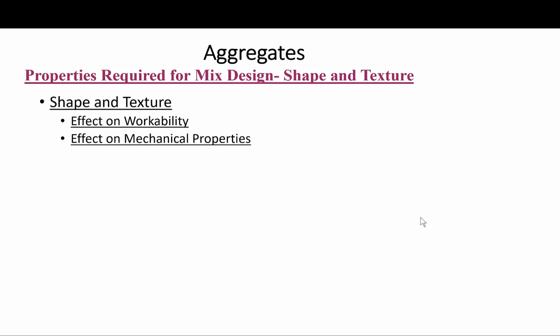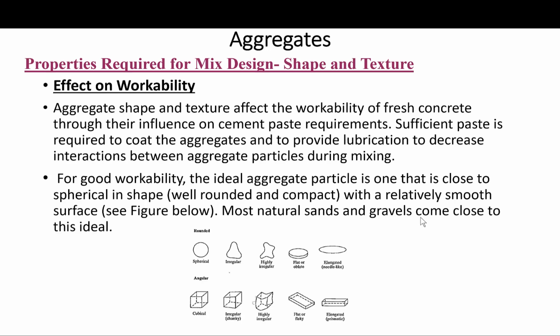Okay, so as I said, we have the shape and texture. We'll see the effect on workability and on the mechanical properties. Let's see what the effect of the shape and texture on workability is. An aggregate's shape and texture affect the workability of fresh concrete through their influence on the cement paste requirements. Sufficient paste is required to coat the aggregates and to provide lubrication to decrease interactions between the aggregate particles during mixing.